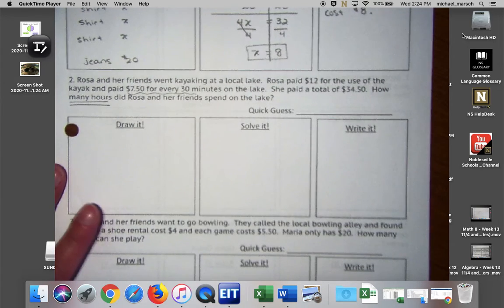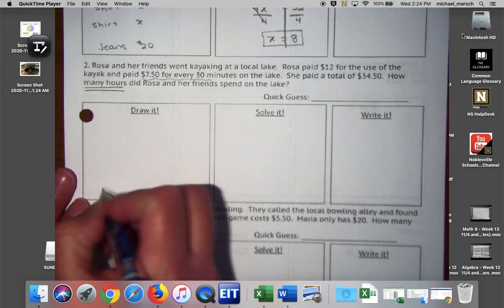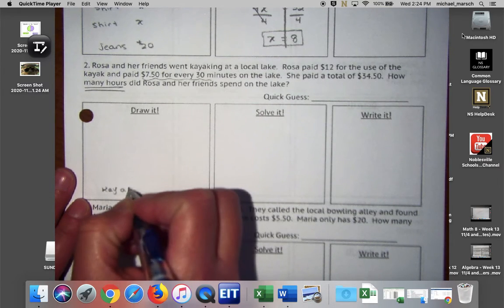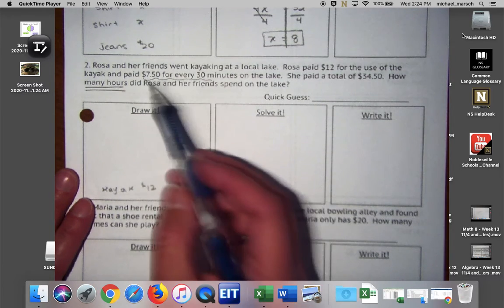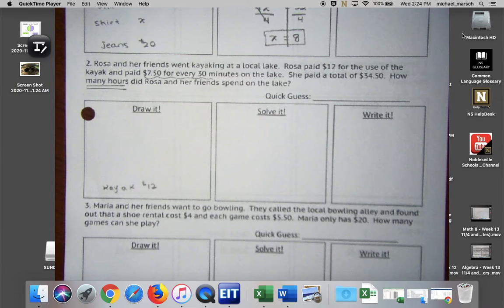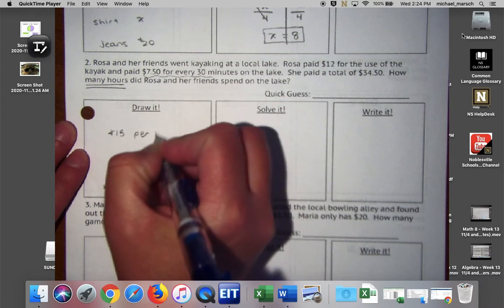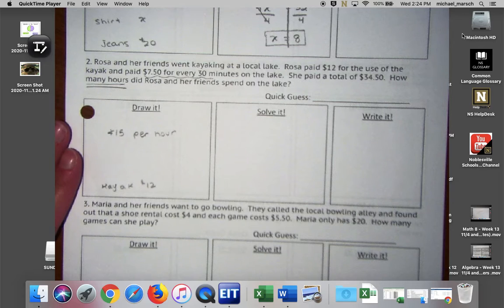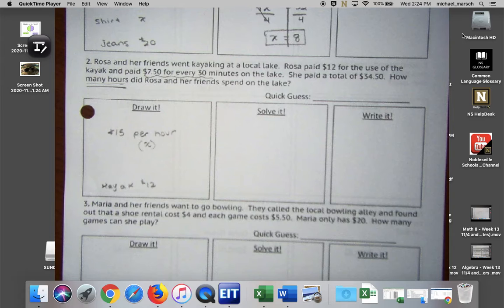Okay, so we know that she spent $12 for the kayak. 75 minutes, so what is that? Hour and a half, right? And how much is it going to cost per hour? If it's $7.50 for 30 minutes, how much per hour? Oh, yeah. $15. $15 per hour. Okay. And we're going to make that hour our x. That's going to be our x value because that's what we want to find out.